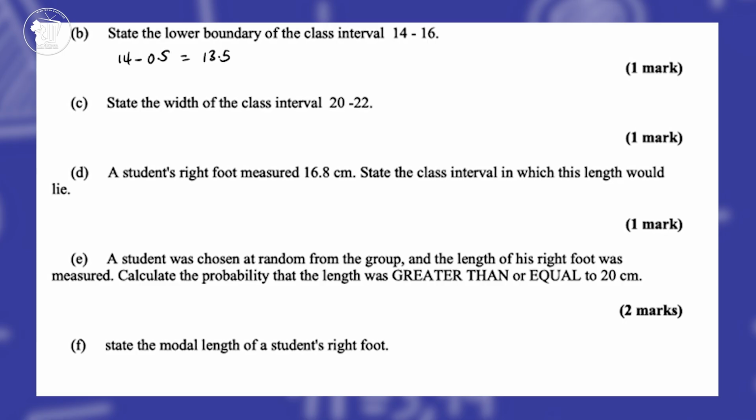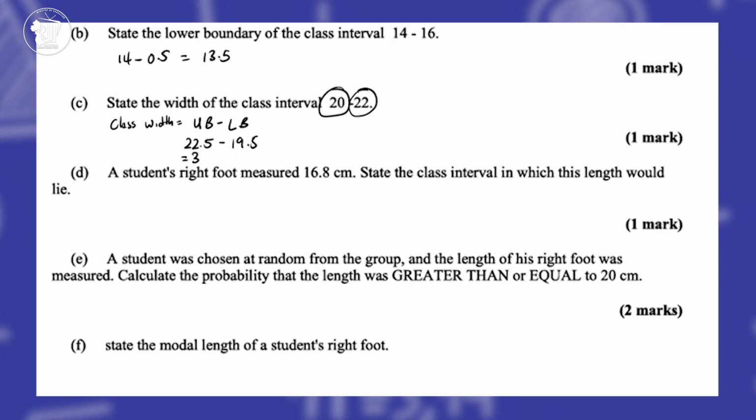The next one says, state the width of the class interval 20 to 22. The class width would be the upper boundary subtract the lower boundary. The upper boundary here would be, we add 0.5 to the upper limit, so this would be 22.5. Subtract the lower boundary, where we subtract 0.5 from the lower limit, so this would be 19.5. So the class width would simply be 3.